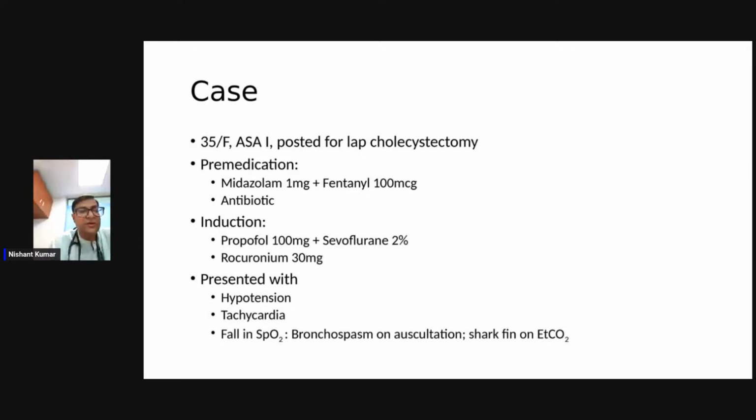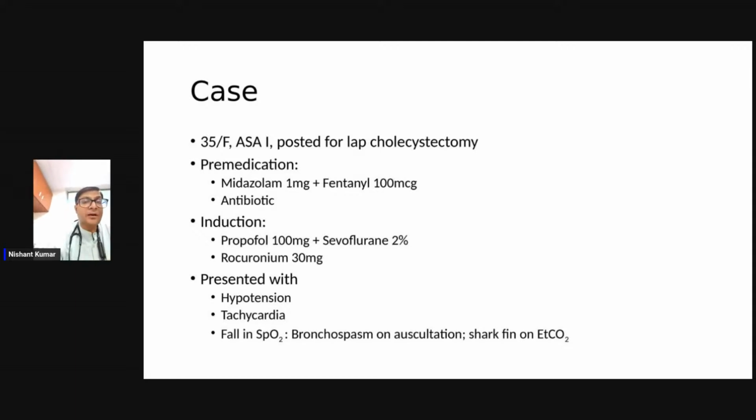the anesthesia was induced with propofol 100 milligram with oxygen, air and sevoflurane, and for relaxant, insertion of a tube, and facilitation of the surgery, rocuronium 30 milligram at the rate of 0.6 milligram per kg was administered. Suddenly, after 2 minutes of ventilation, the patient presented with hypotension. There was a drastic decrease in blood pressure. The blood pressure dropped to 60 systolic. There was marked tachycardia. The heart rate increased to 120.